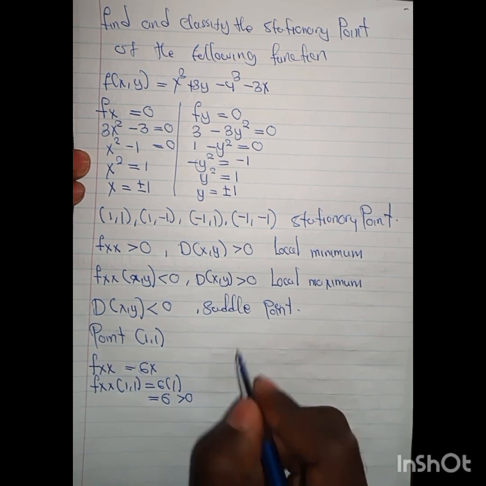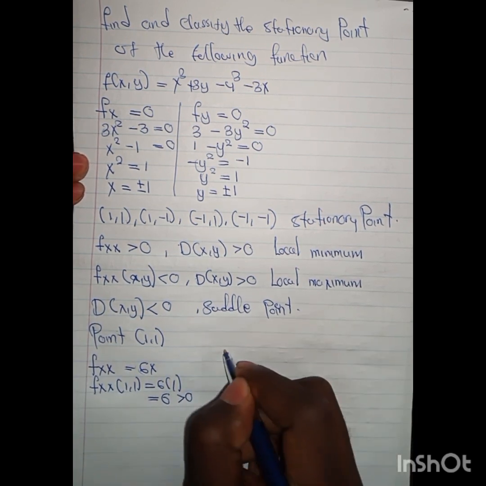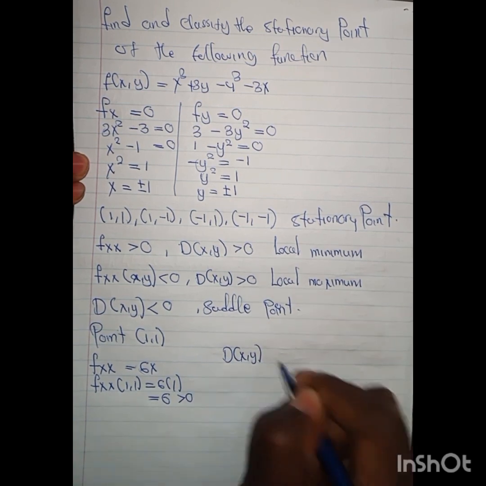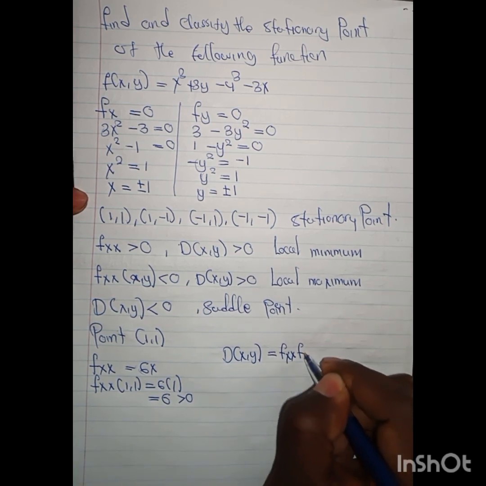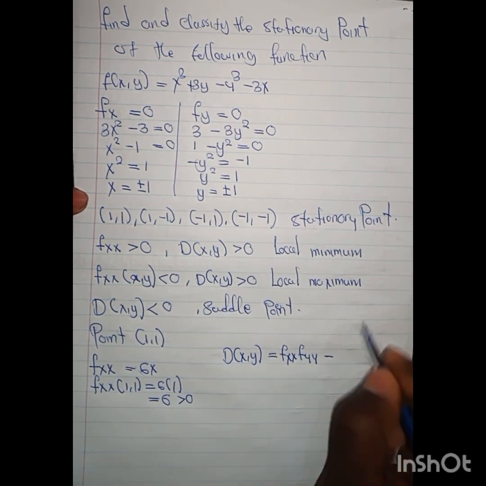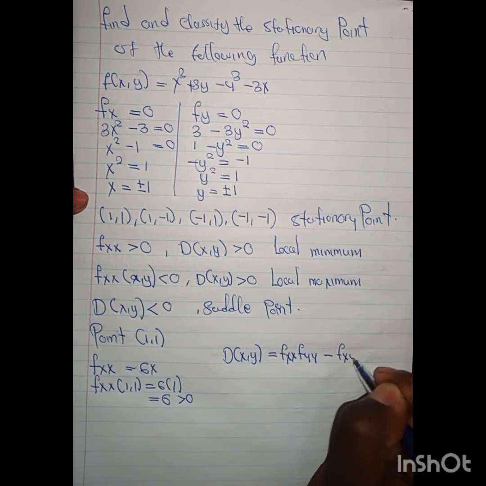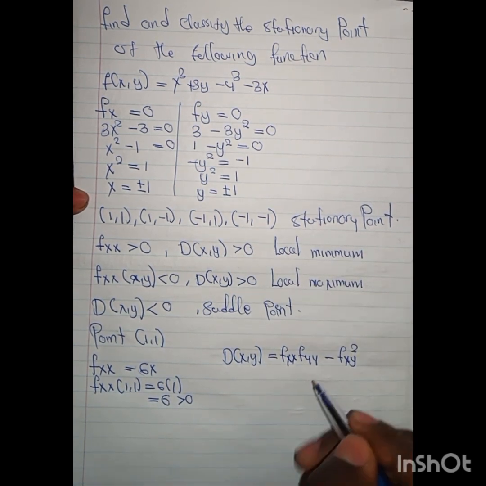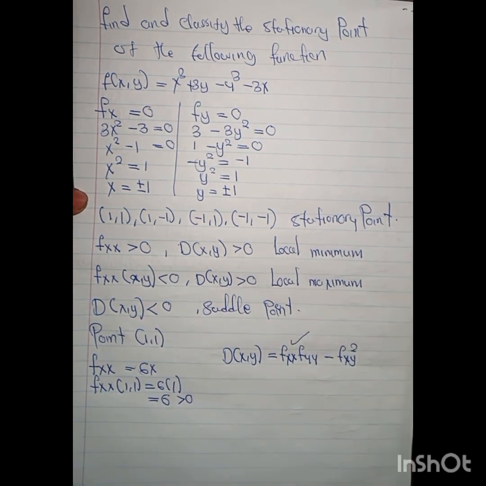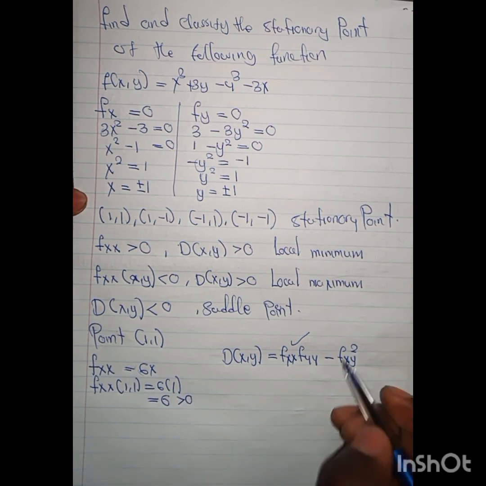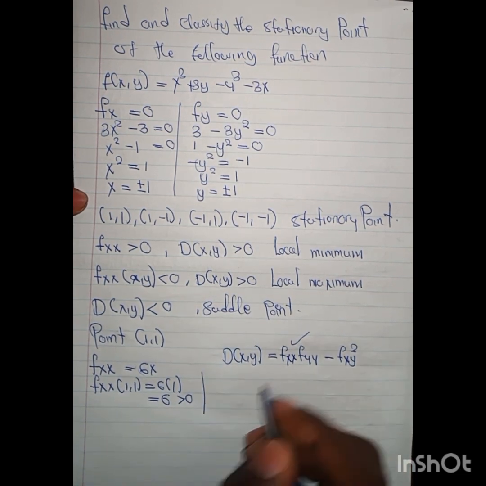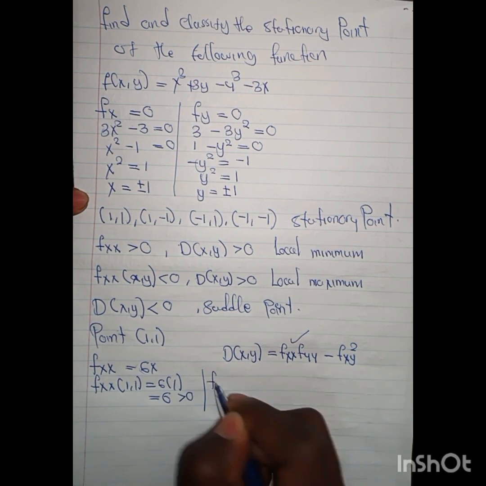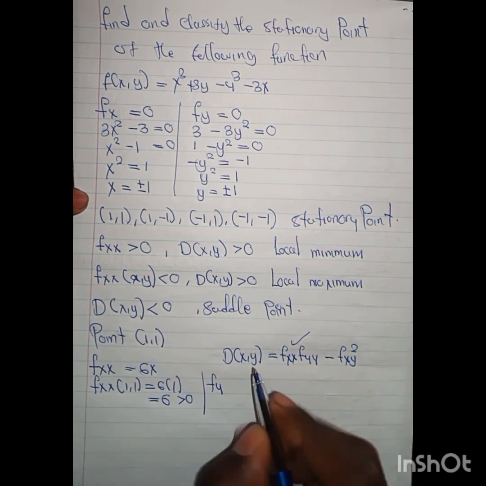And then secondly, we want to find D at a point x and y, and D is given by f sub xx times f sub yy minus f sub xy squared. So far, we found the value of f sub xx, the second derivative of f with respect to x. Then we also have to find the second derivative of f with respect to y. Let us now find the second derivative of f with respect to y.